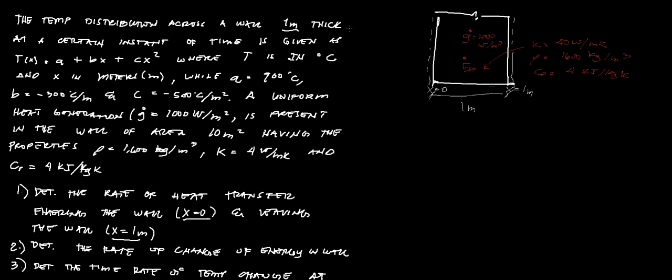and the temperature at a certain instant is given by the function T as a function of the position x is equal to a plus bx plus cx squared, wherein a is equal to 900 degrees Celsius, b is equal to negative 300 degrees Celsius per meter, and c is equal to negative 500 degrees Celsius per square meter.